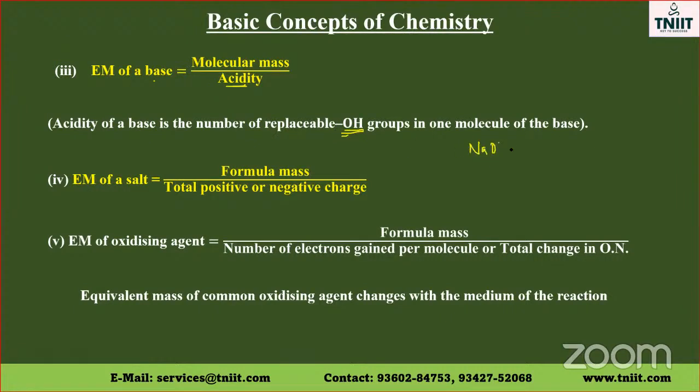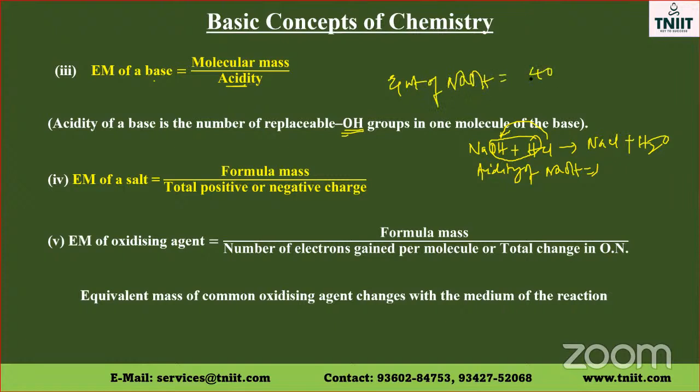Now, for example, if you take NaOH, and NaOH is allowed to react with HCl, the Cl will displace OH. So we get NaCl, and H and OH get eliminated as water. So we have one replaceable OH. Therefore, the acidity of NaOH is 1. When the acidity of NaOH is 1, what is the equivalent mass of NaOH? The molecular weight of NaOH is 40, 23 plus 16 plus 1. And acidity is 1, therefore it's again 40. For a monoacidic base, equivalent mass and molecular mass remain the same.